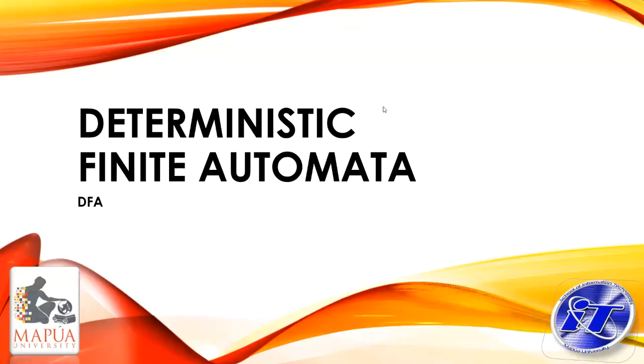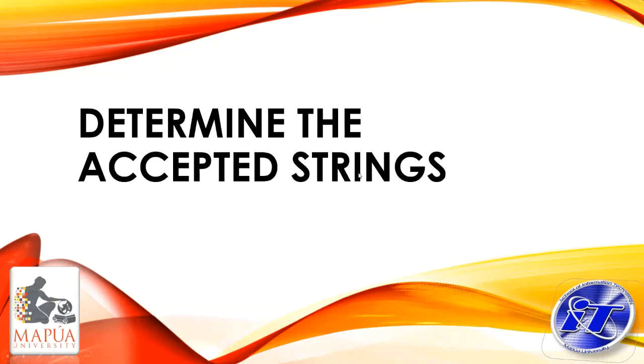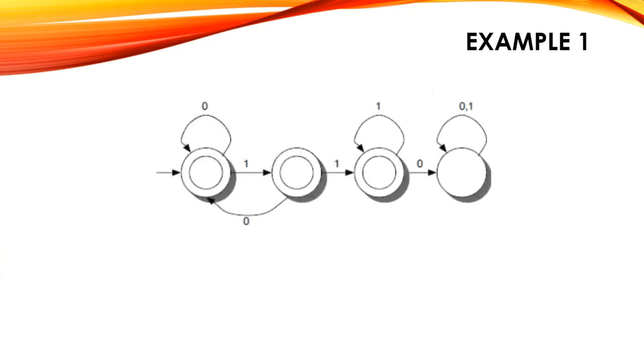Let's continue our discussion about DFA. So in this video lecture, we're going to focus on determining the accepted strings of the given automaton. So let's start with example 1.